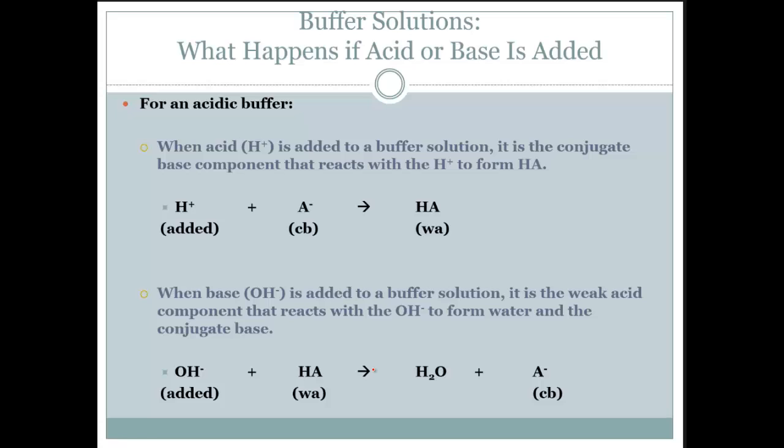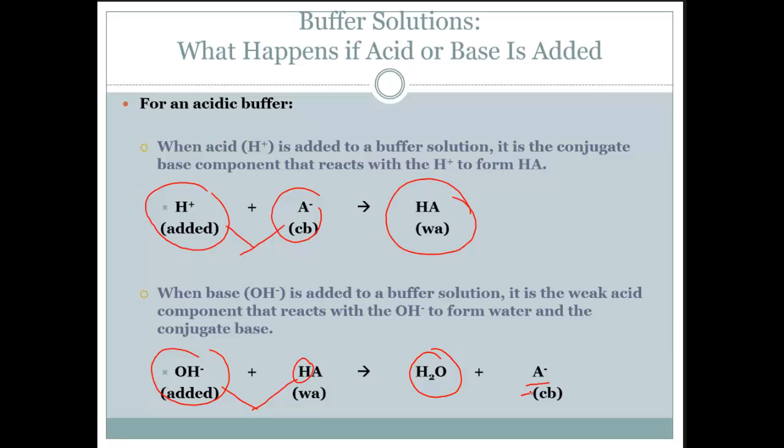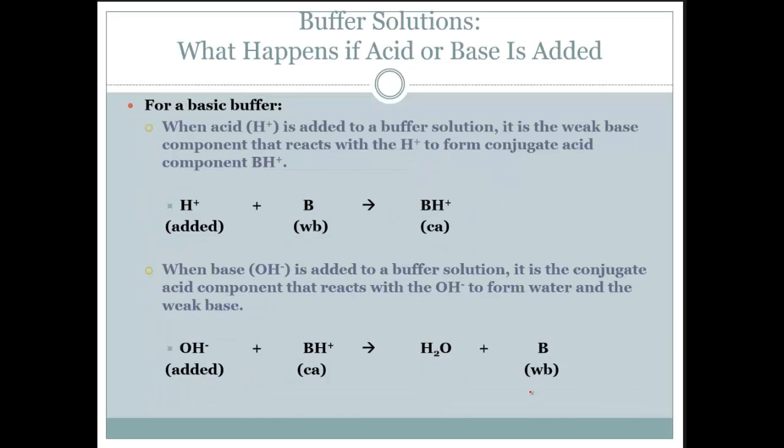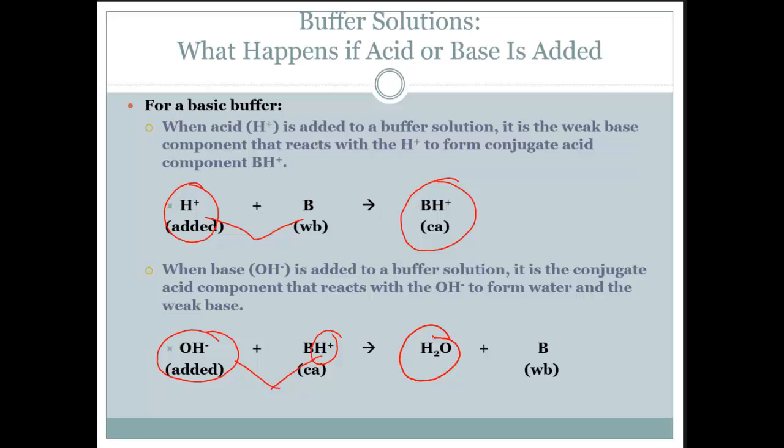So let's go over that again. When you add an acid, it reacts with the conjugate base. These come together to reform that weak acid. When you add a base, it reacts with the weak acid, with that hydrogen, to form water and the conjugate base. In a basic buffer, when hydrogen is added, the weak base reacts with it to form the conjugate acid. Or when OH- is added, once again it reacts with the conjugate acid, those come together to form water and the conjugate base.